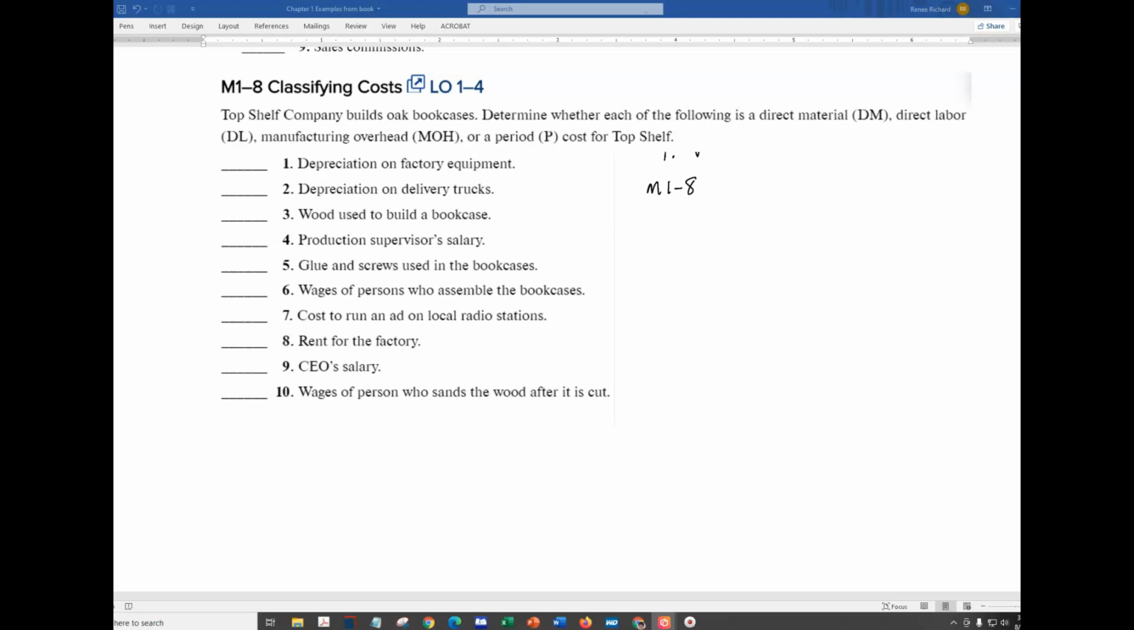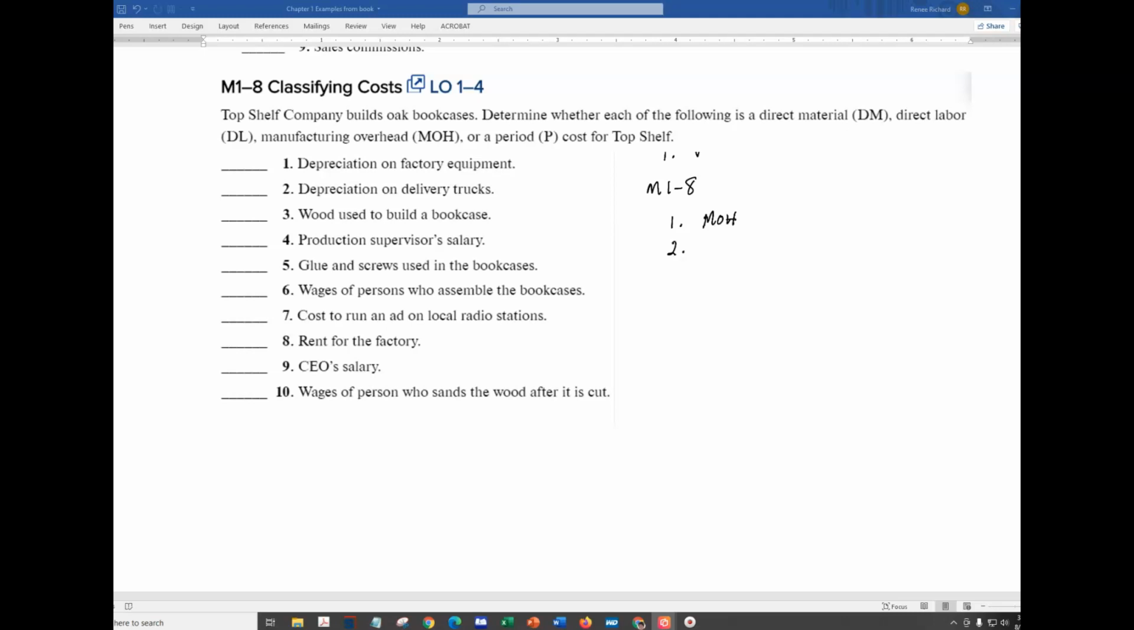So Top Shelf Company builds oak bookcases. We want to determine whether each of the following is a direct material, a DM, a direct labor, a DL, a manufacturing overhead, MOH, or a period cost. Now remember, DM, DL, and MOH are all product costs, so everything else would be period costs. Let's just go down the list. Number 1, depreciation on factory equipment. Well, it's obviously a product cost because it's the factory. But we probably can't trace it to an individual product, so we're going to call it MOH. Because it's not direct materials and it's not direct labor, so it must be manufacturing overhead.